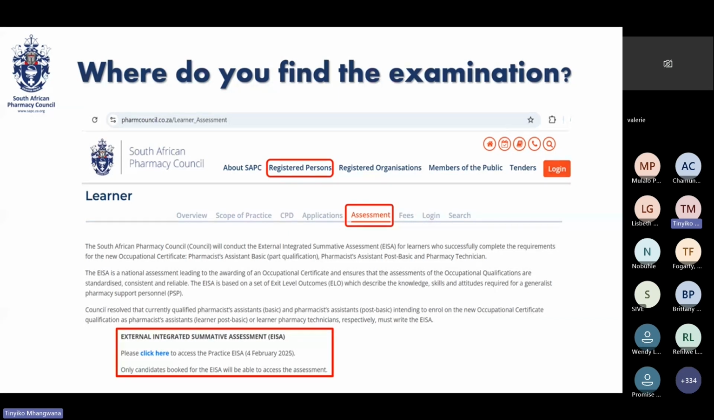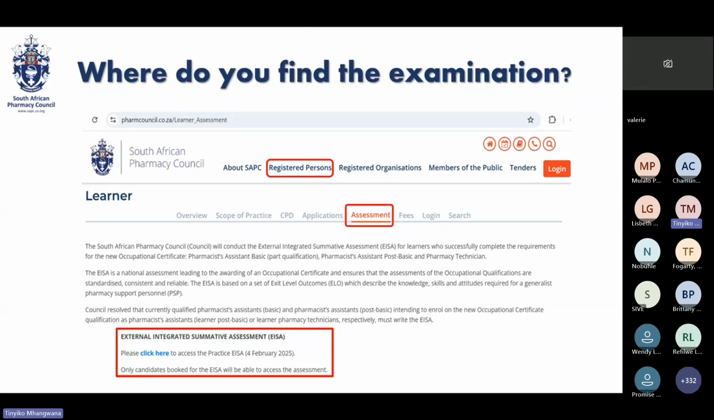When you're on this page for the exam, you're going to go on the tab next to fees and search, which says login. But when it comes to accessing the exam, you go to the tab that says assessment, the one highlighted in red. As soon as you are on that tab, you will see the bottom red screen. It will say external integrated summative assessment, which is the EISA. You click there where it says click.